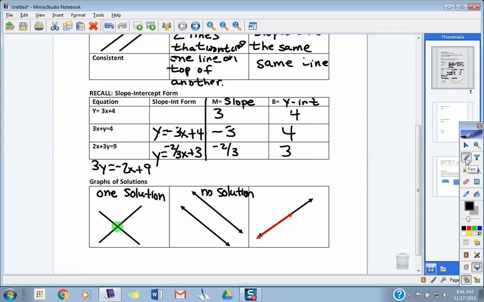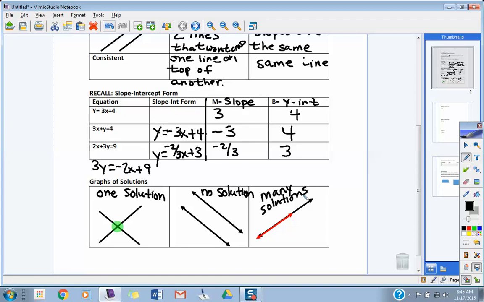Multiple points shared. So you would say that there are many solutions to this because many points, or multiple points, if you will, are shared. They're going to go on forever. If it's one line on top of another, this is going to continue to go that way forever, and they're all shared. Okay.